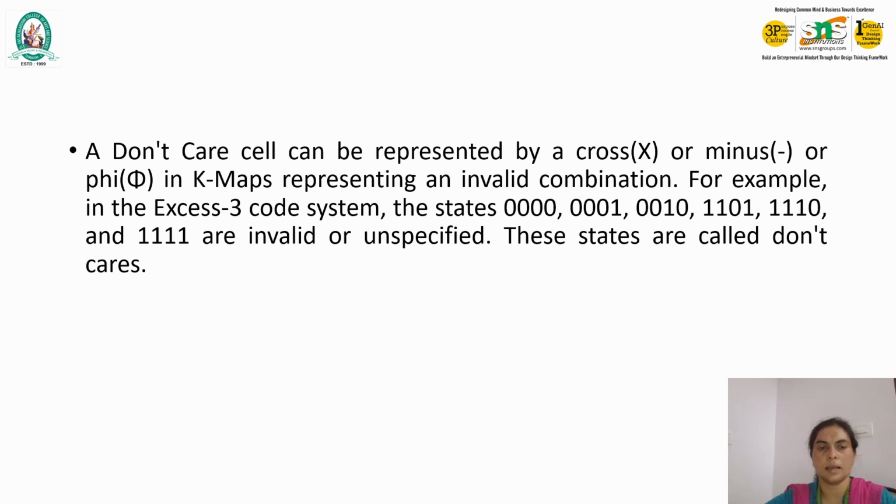For example, in the XS-3 code system, the states 0000, 0001, 0010, the binary values of 3, 4 and 5 are invalid or unspecified, and these states are called don't care states.